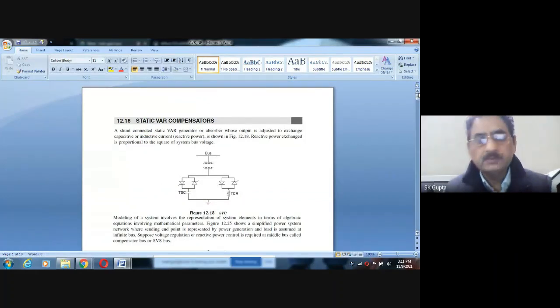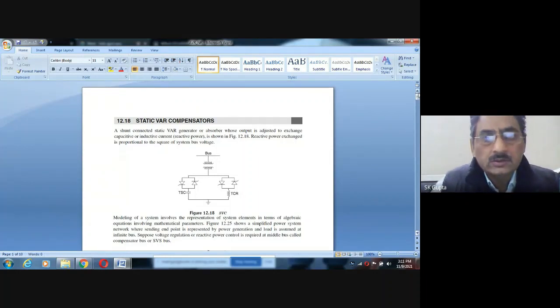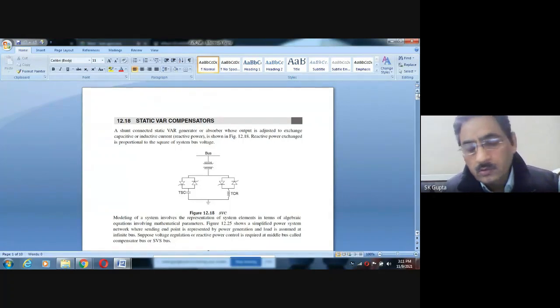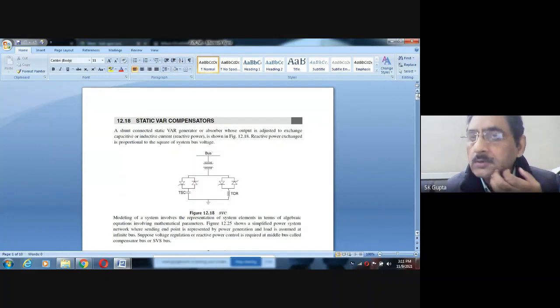In the previous classes, we were describing the power flow analysis in the power system. We described the various methods of power flow analysis, including the Newton-Raphson method, then the fast decoupled Newton-Raphson method, and later the DC load flow equation method for solving the power flow equations.